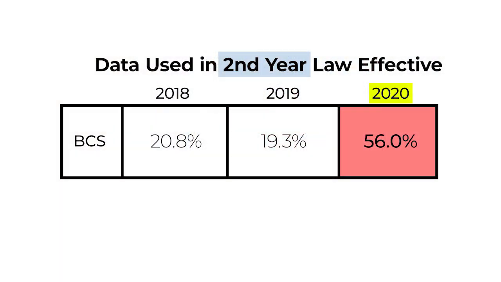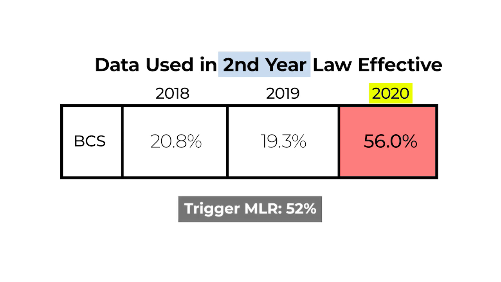So as we continue to look through the data, you can see that in 2020, the second year that the law was effective, BCS has done what we assumed plans might do. And this is what Dr. Markarian is going to get more into: these outliers would increase their medical loss ratio successfully to be 3 percentage points above that trigger MLR. So if you recall, that was 52%. So in this scenario, BCS was successful at jumping up to 56% medical loss ratio.